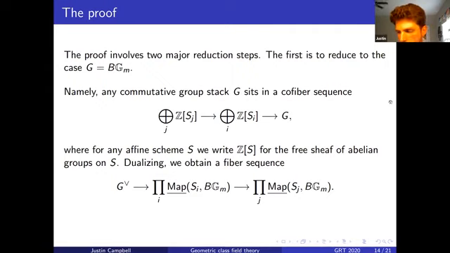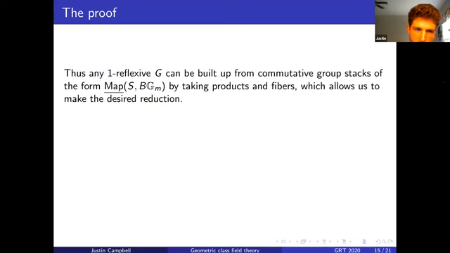If you think about commutative group stacks as something like sheaves of complexes of abelian groups concentrated in degrees 0 and -1, hopefully this looks very reasonable, right? So we can always write down this kind of resolution, and dualizing, we obtain a fiber sequence which realizes G dual as the fiber of this map between these funny looking stacks written here. So essentially, this says that any one reflexive G can be built up from commutative group stacks of the form maps from an affine scheme into BGM by taking products and fibers. And if you think about it, because both sides of this Albanese isomorphism commute with products and fibers, this allows us to reduce to the case where G equals BGM.